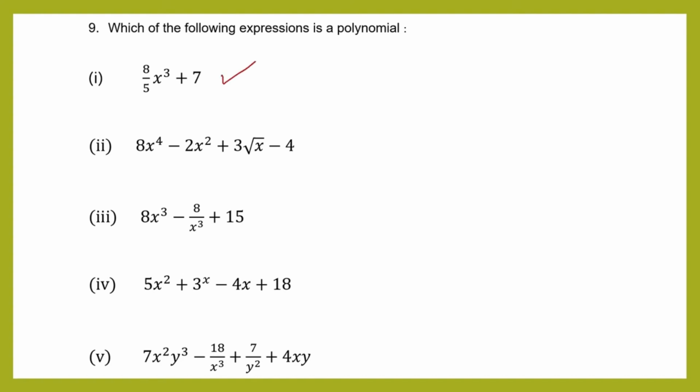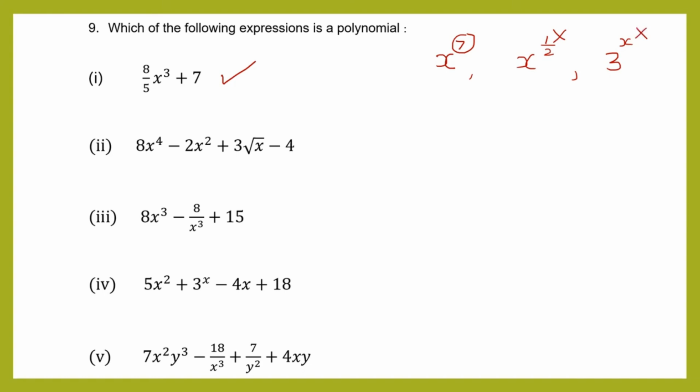It should be a whole number, it should not be a fraction, and it should not be a variable. For example, suppose I write x to the power of 7. This 7 is a whole number. If I write x to the power of 1 by 2, here the power is a fraction. You cannot have something like this in a polynomial. And you cannot have 3 to the power of x, or any number to the power of a variable. If it has to be a polynomial, it has to be a whole number. It cannot be a fraction, it cannot be a variable.